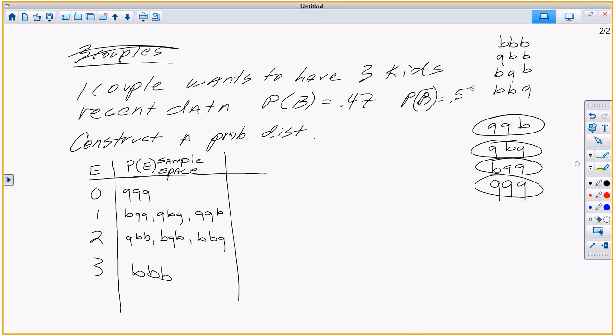0.53. So what is the probability of 3 girls? 0.53 to the third power. Therefore, the probability of 3 boys is 0.47 to the what? Okay, now you do the middle two.